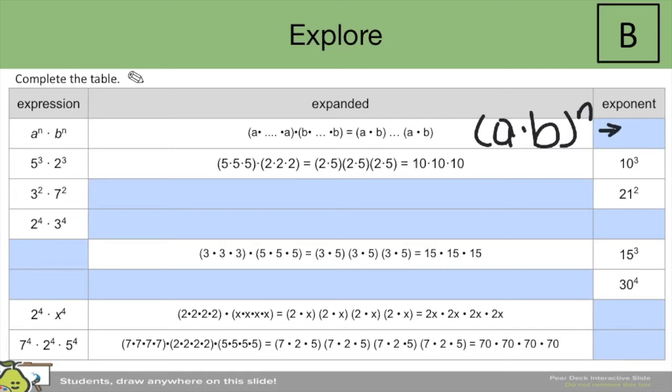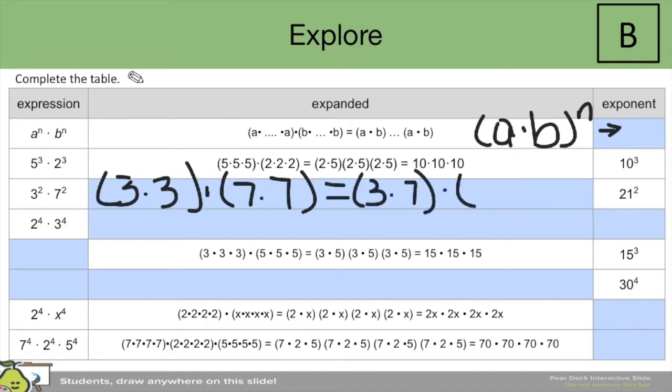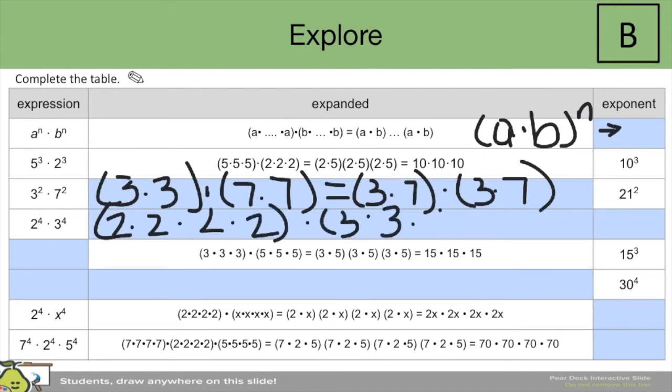And so, sample responses for the table include 3 times 3 times 7 times 7, which equals 3 times 7 times 3 times 7, which is 21 to the second power. For the next row, 2 times 2 times 2 times 2 times 3 times 3 times 3 times 3, which gets us eventually to 6 to the 4th power. For the next row, you can support students by filling out that expanded. That way they can realize it's simply going to be 3 to the 3rd power times 5 to the 3rd power.